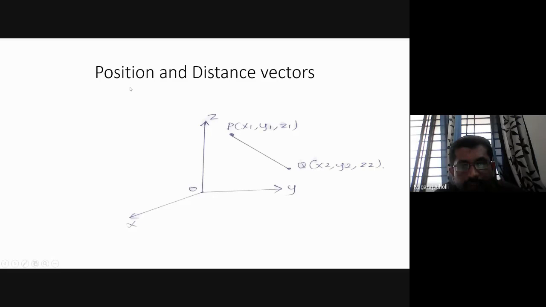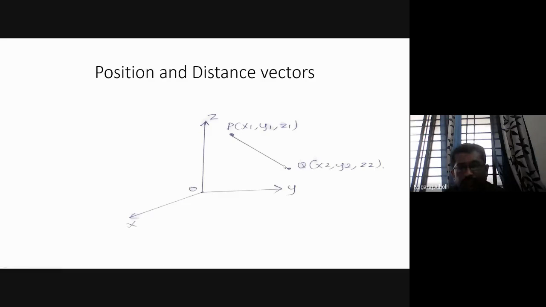By this time, we have understood what is a position vector, how to find the position vector, and what is its magnitude. Next, we have to understand what is the distance vector. If you are considering 2 points in the coordinate axis system, then how to find the distance between those 2 points? The distance vector is given by the difference between Q and P. This is the origin, this is the starting point P, and this is the end point Q. So the difference between the end point and the starting point gives us the distance vector.